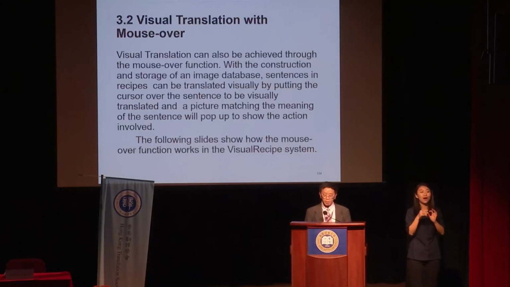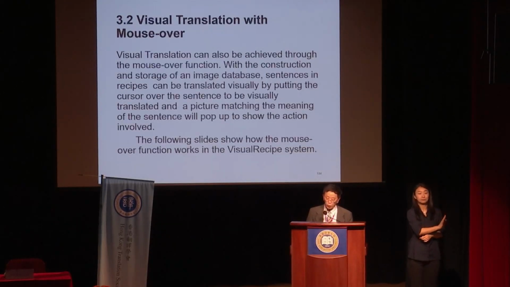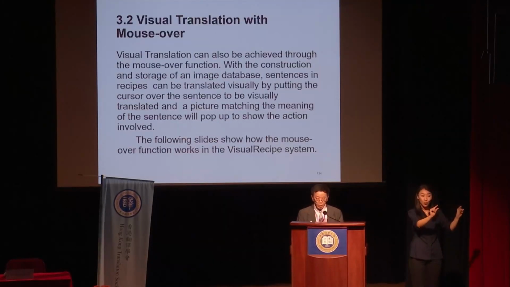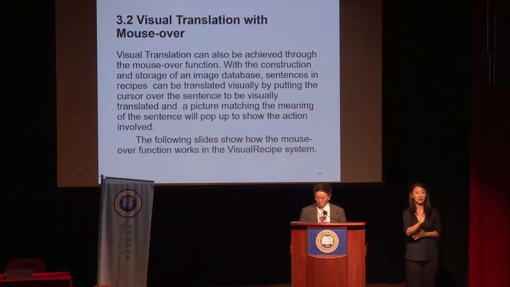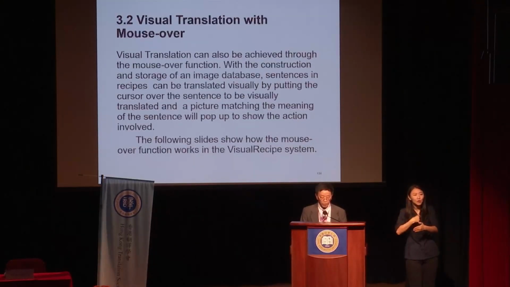But we think that a simple way of doing this would be to use the mouse over function. That is, if you have a line or a sentence in a recipe, you move the mouse over the sentence such that what comes out would not be the translation of the text, but a picture of what you should do with the translation.